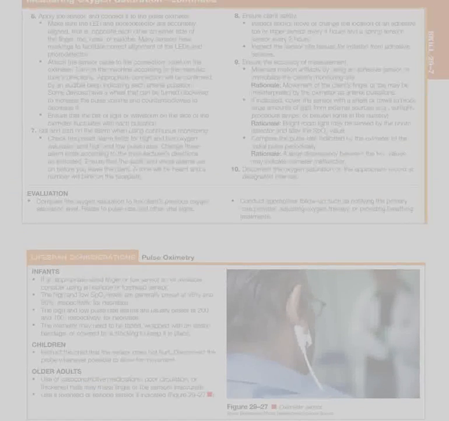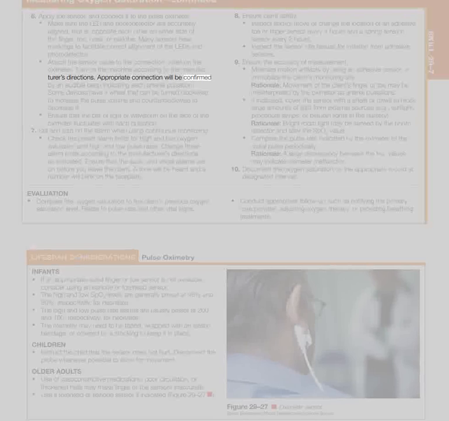Measuring Oxygen Saturation, Continued. Skill 29-7. 6. Apply the sensor and connect it to the pulse oximeter. Make sure the LED and photodetector are accurately aligned, that is, opposite each other on either side of the finger, toe, nose, or earlobe. Many sensors have markings to facilitate correct alignment of the LEDs and photodetector. Attach the sensor cable to the connection outlet on the oximeter. Turn on the machine according to the manufacturer's directions.